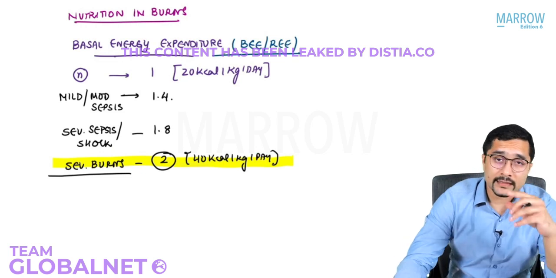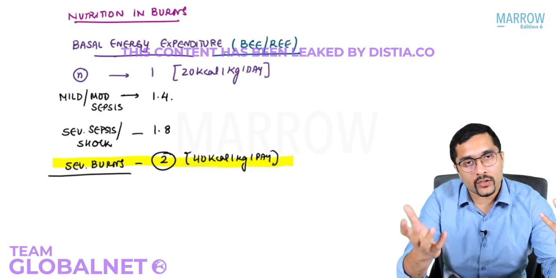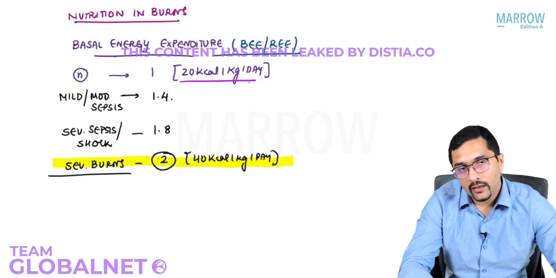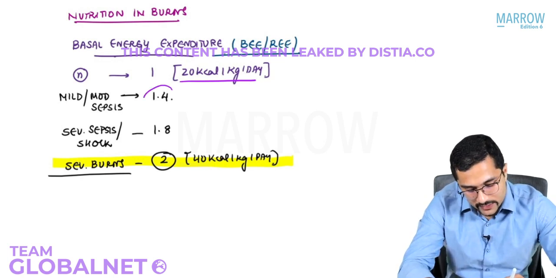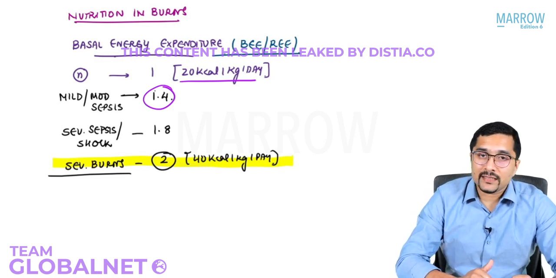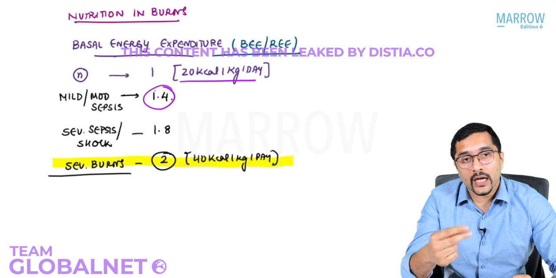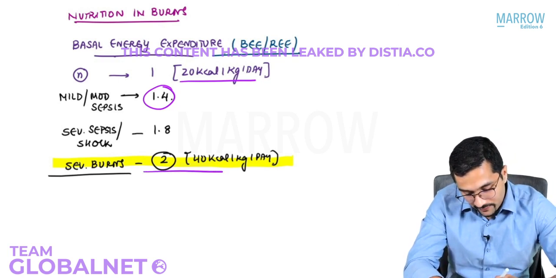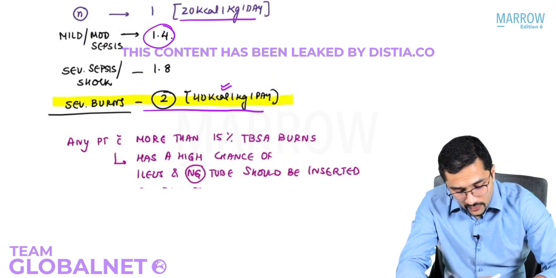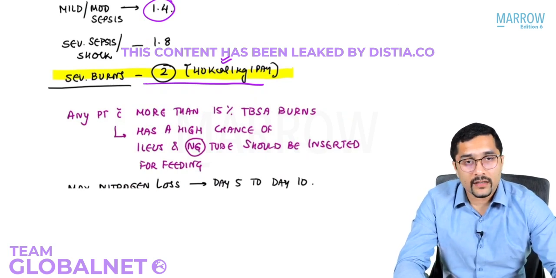I've already discussed in the chapter on nutrition that in a normal person, the basal or resting energy expenditure is 1. That means 20 kilocalories per kg per day is required. But if there is mild to moderate sepsis, the caloric requirement goes up to 1.4 times. In severe sepsis, it becomes 1.8, whereas in patients with severe burns, it becomes 2 times the normal basal resting value. That means 40 kilocalories per kg per day. And I've already told you that in more than 15% burns, we should insert a Ryle's tube for feeding in these patients.